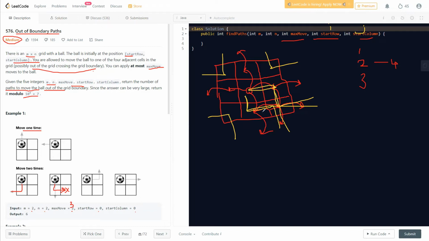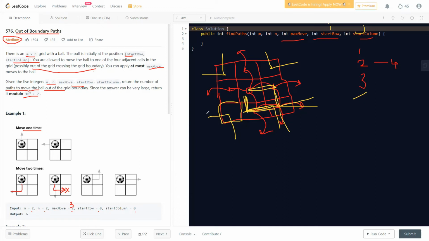If we go ahead with that kind of solution, recursively calling find path, changing the row and column and reducing the max move on each step, we'll find that we're traversing the same path again and again for two moves, right? But if we note that from this particular corner box, if our moves number is three, then from this particular box we can have at most two moves.